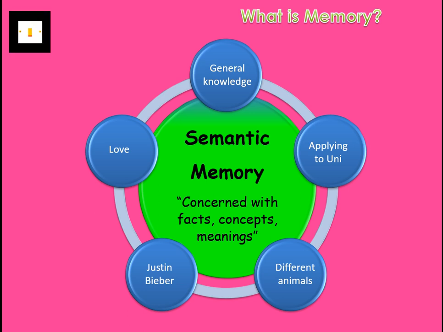It could be a concept like love or hate, or it could be an actual fact like general knowledge, or it could be what something or somebody means to you. So your semantic memory is everything to do with knowledge and meaning.